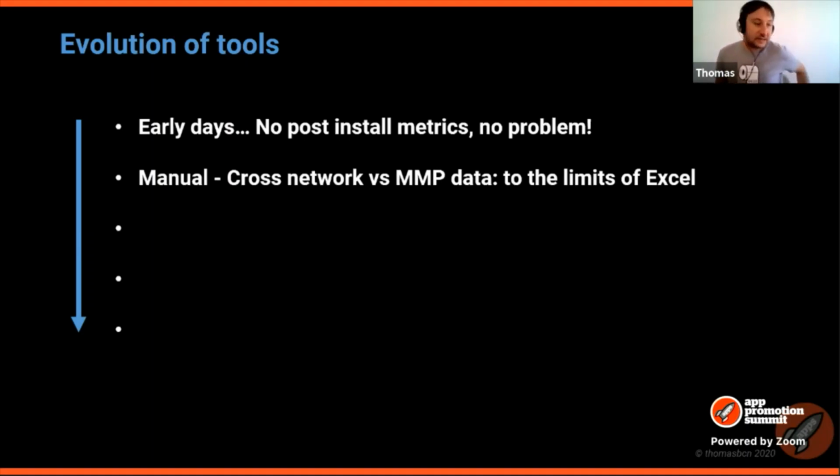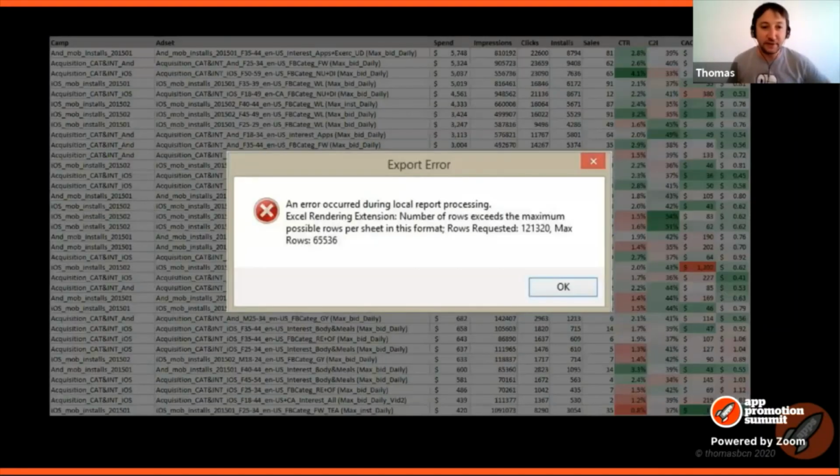And then came a time where a lot of it was done manually. We would have to cross the data from the network and from the MMP and sometimes internal, which personally brought me to the very limits of Excel, like in this particular example. Actually, this example is fake because it says the maximum rows in Excel is 65K. It's actually a million lines. You can get a million lines in Excel, but no more. Up to the point where you realize we needed better systems in place.